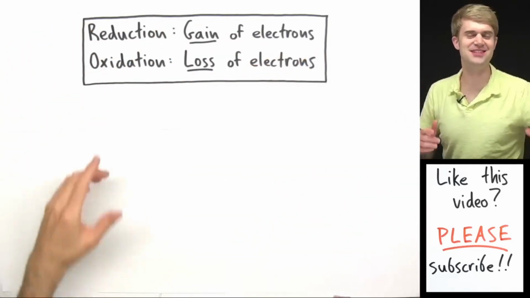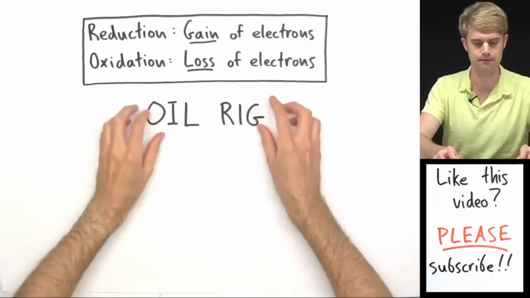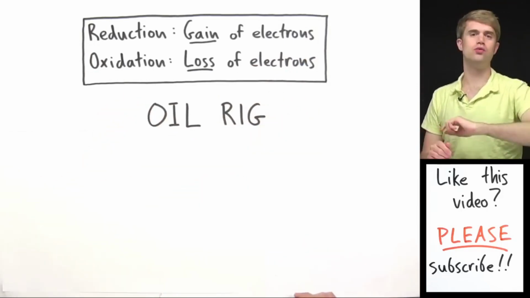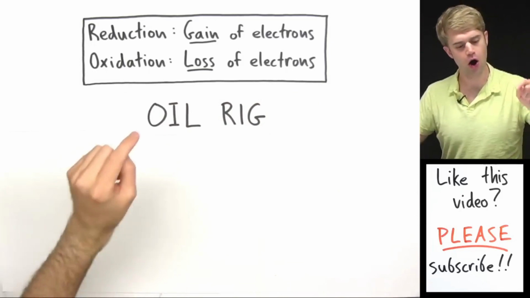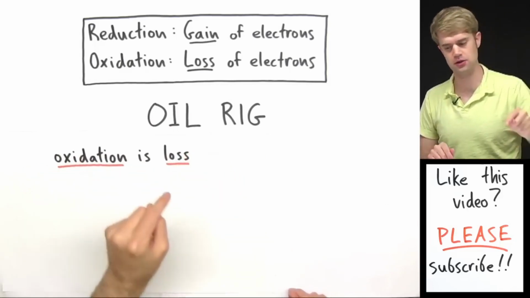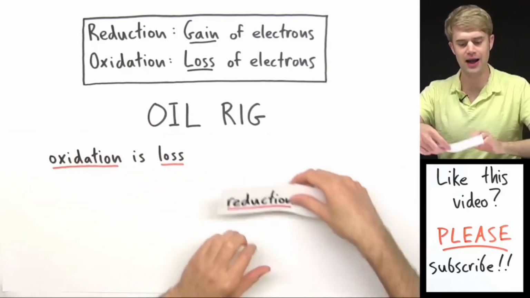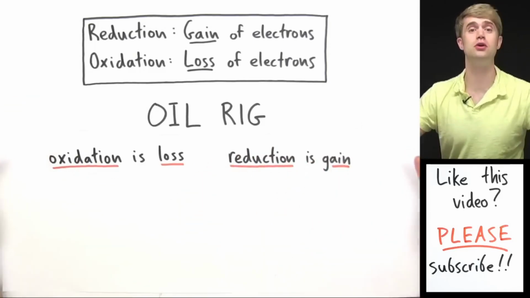Still, these things can be really confusing to remember. So here are a couple really great mnemonics. First is the term oil rig. This is the name of one of those big structures you use to drill for oil. OIL stands for oxidation is loss, and RIG stands for reduction is gains. This is a really good mnemonic.